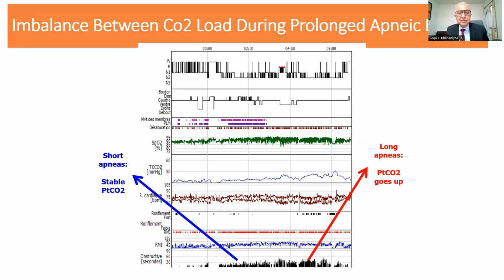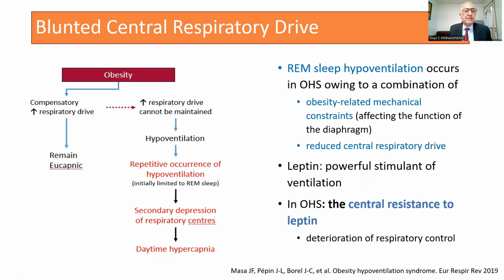So, as you can see, if there is a short apnea, the CO2 does not rise. When the apnea is longer, the CO2 will go up, and this is the hallmark of obesity hypoventilation syndrome. So, the hallmark is a blunted respiratory drive.